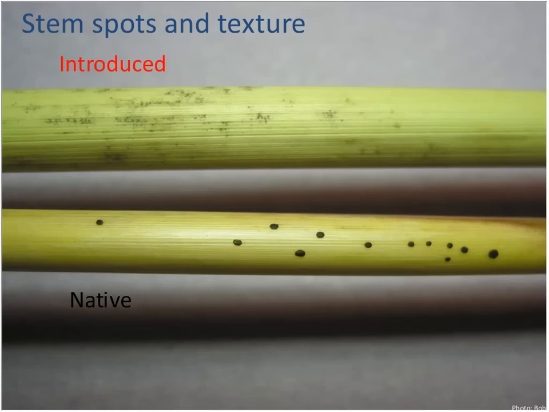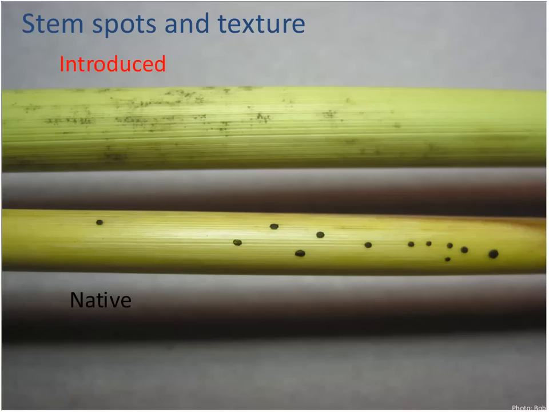Another thing to look at on the stem is the texture. Introduced stems tend to have ridges on them. They have a flat color to them, whereas native stems are shiny and often very smooth. You can feel this difference by running your thumbnail along the stem itself. To do this, you often have to take the leaf sheaths off, so you need to unwrap them, and then you can feel the stem itself.